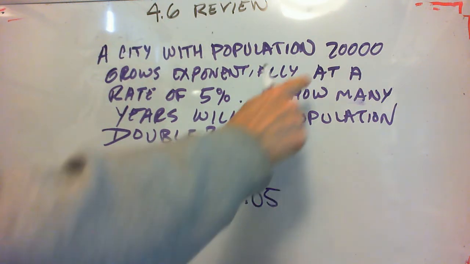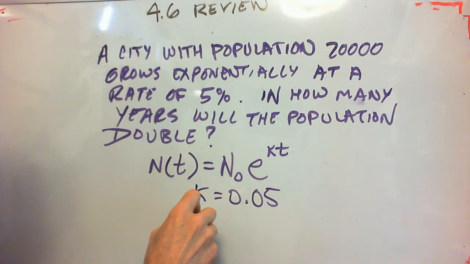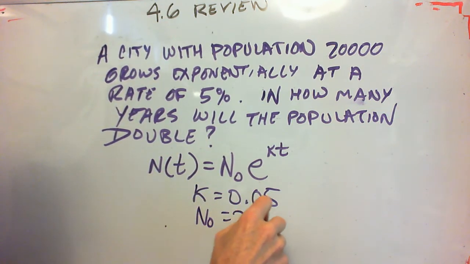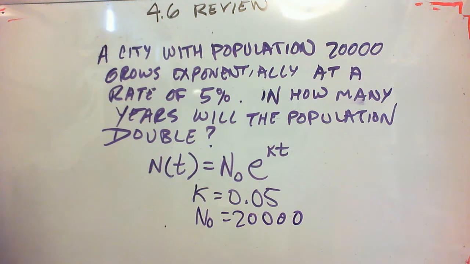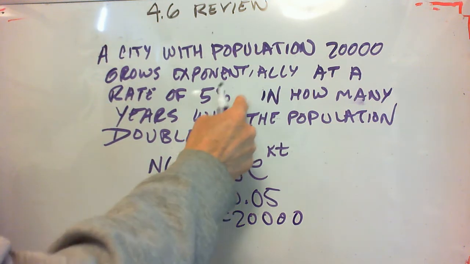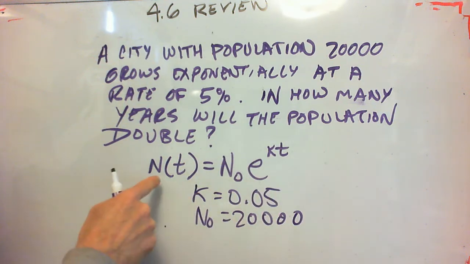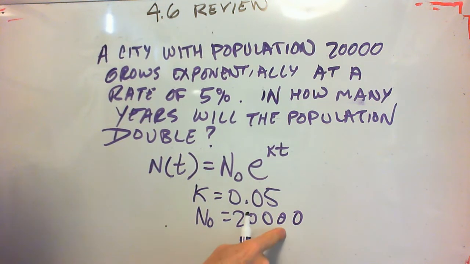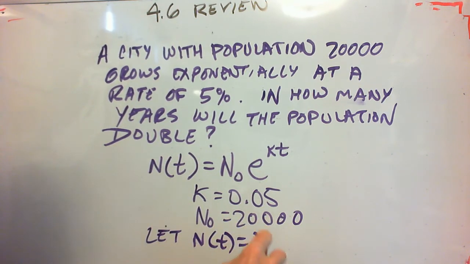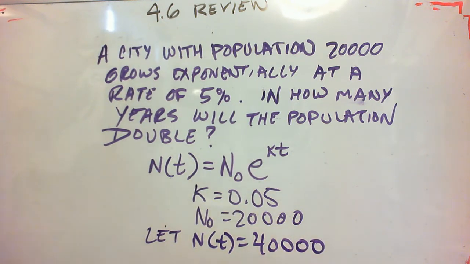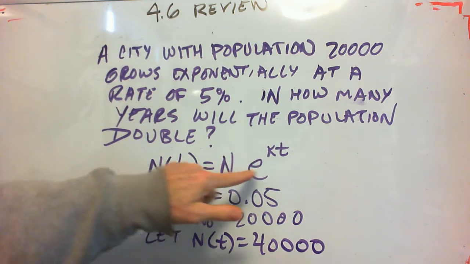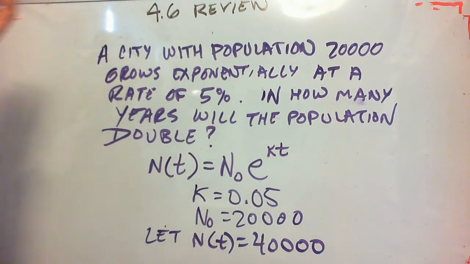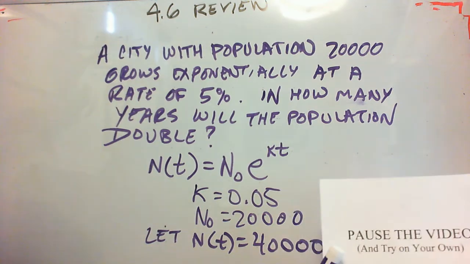We also know that the city has an initial population of 20,000. So N sub naught is 20,000. And the question is, in how many years will the population double? Well, we would let N of t equal double 20,000. So let N as a function of t equal 40,000. So now we can plug in all the parts of that model with only t that we have to solve for. So see if you can do that. Solve it. The solution is very much like the problem we just did. So pause the video and try this.